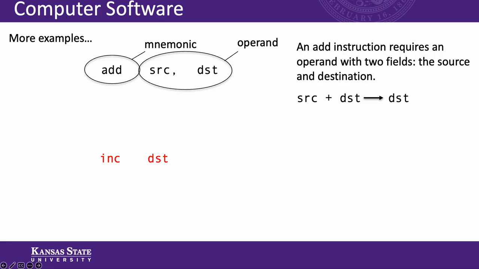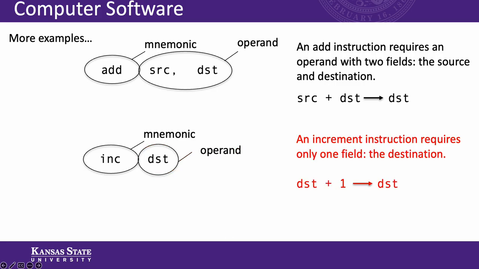The last example I have here is of an increment instruction. The mnemonic for increment is INC. That makes sense, right? And the operand is only the location of what needs to be incremented. So for the increment instruction, only one address comprises the operand. And we represent the operation like this. What's stored in the destination gets incremented by 1, and then stored back into the destination. That's why we call it the destination. The original value is lost. Right?